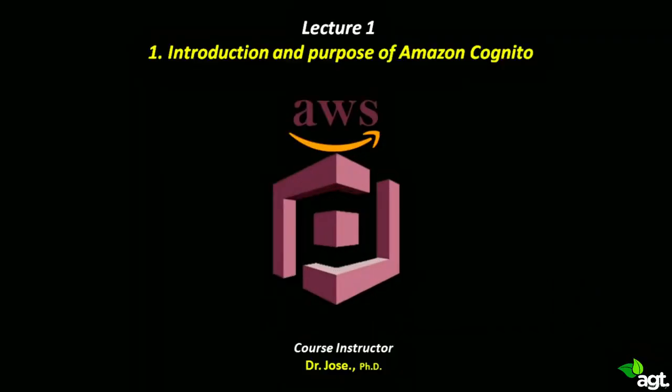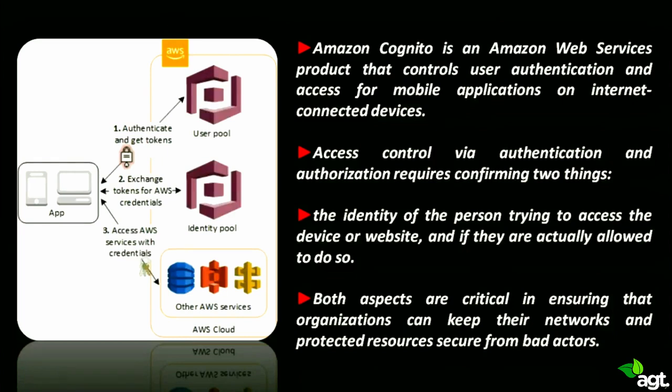Welcome to the first lecture of the course. The topic name is Introduction and Purpose of Amazon Cognito. According to Rahul Abati and David Cathy, who have explained Amazon Cognito, we will look at the process, the purpose of the specified application process, and the security level.